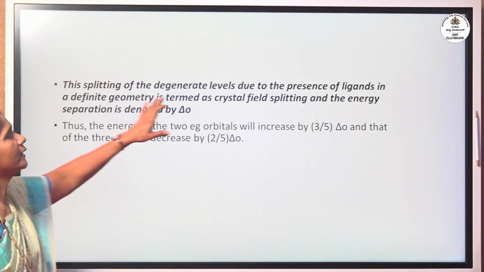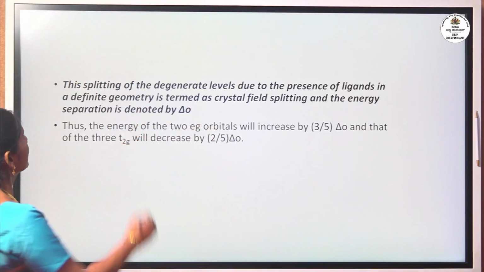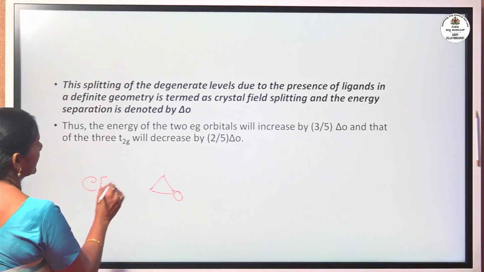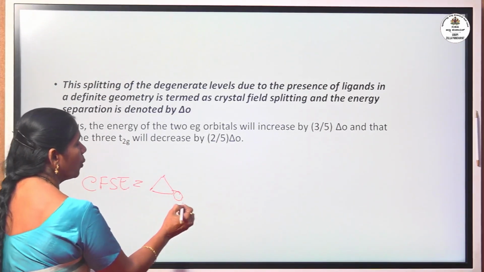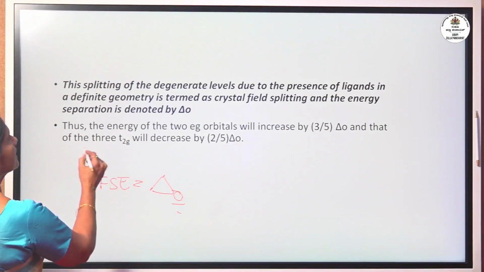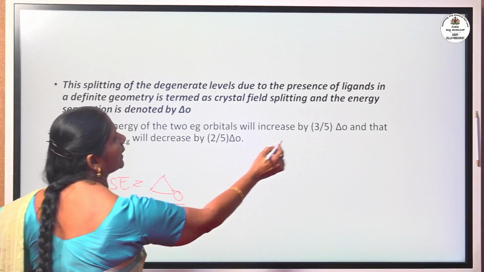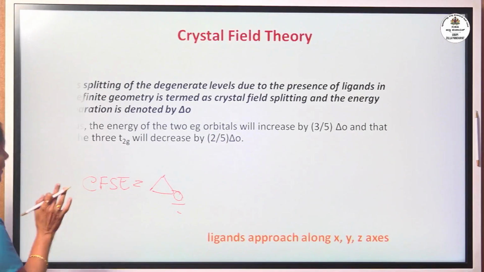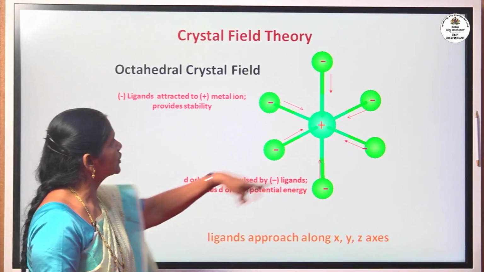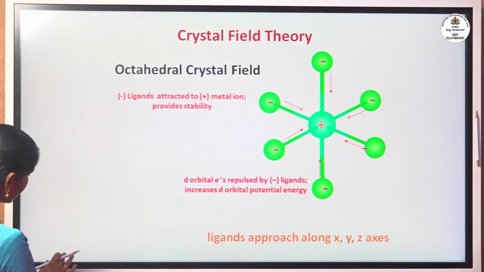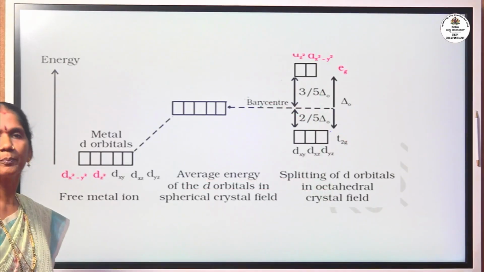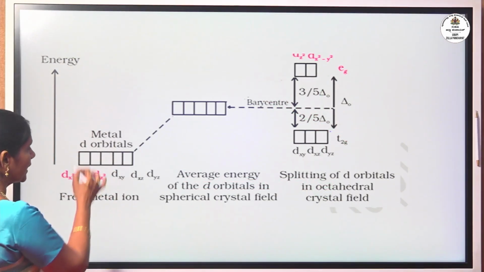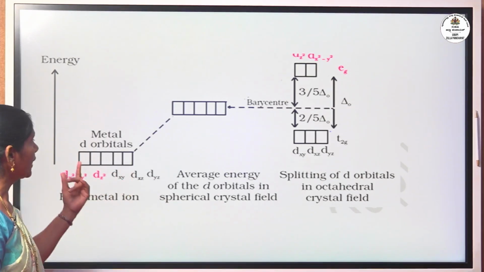This splitting of the degenerate levels is called crystal field splitting, and the energy difference between the two is called the crystal field splitting energy, delta O, representing octahedral geometry. Thus the energy of the 2 eg orbitals will increase by 3/5 delta O, and that of the 3 t2g will decrease, as will be evident from the next picture. This is the direction of approach of the ligands. So this is a very clear picture of crystal field splitting in an octahedral field. This is the energy increasing, and the metal d orbitals in the isolated metal ion have similar energy.